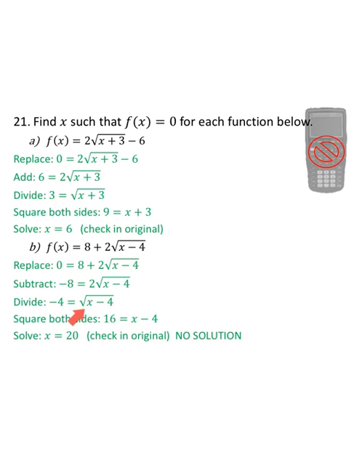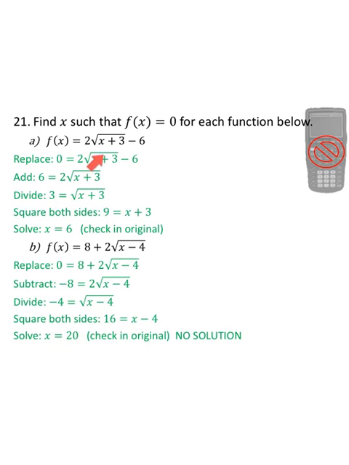Once I have the radical isolated, it's a square root, so I square both sides. Negative 4 squared is 16. Make sure you square that negative also. The square root squared gives us the radicand, x minus 4. When I add 4 to both sides, I get x equals 20.